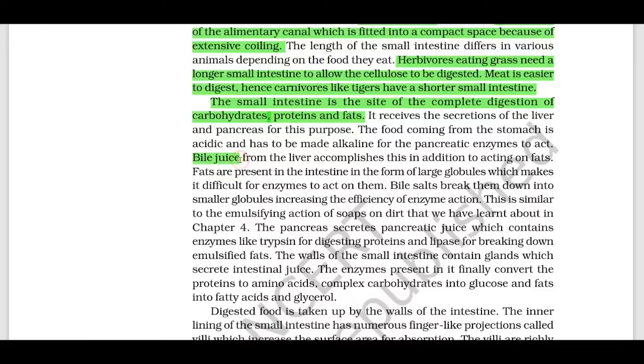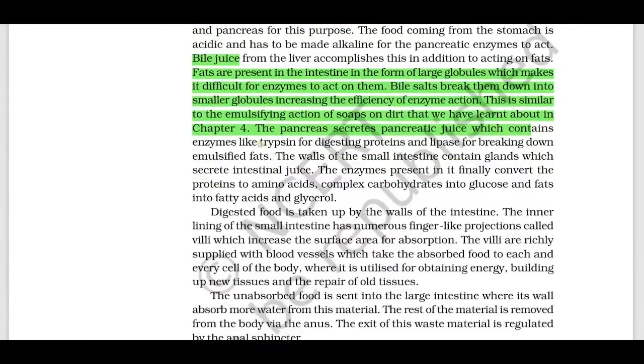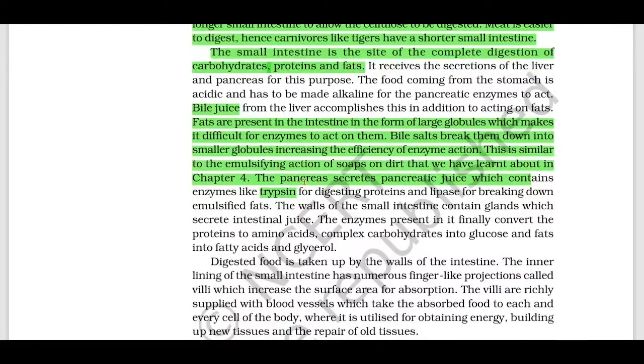So the function of bile juice, and how fats are digested, is a very important question. How fats are digested in our body, the function of trypsin for digesting proteins, and lipase for breaking down the emulsified fat. The emulsification of fat is very important. The walls of the small intestine contain glands which secrete intestinal juice. The enzymes present in it convert proteins to amino acids, complex carbohydrates to glucose, and fats to fatty acids and glycerol.